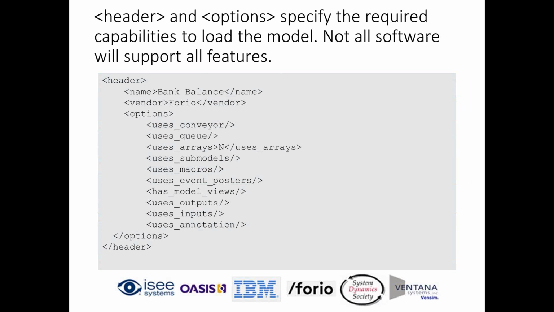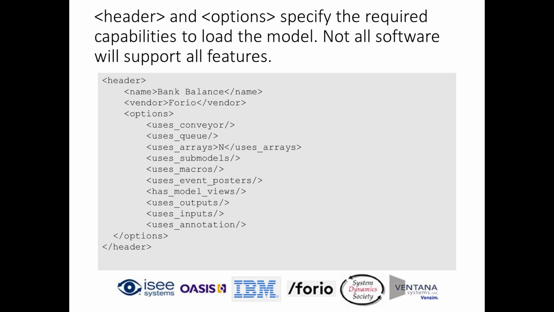But briefly, the header section, which you saw before, I just had the bank balance in my sample model. I think this is really interesting. What the header does, there's all kinds of metadata you can use to describe your model, the name, the vendor, et cetera, et cetera. But the options is a key piece of it, because if your model uses some of those optional features, such as arrays, and the n means how many dimensions does it support. That should really be a number, so 1, 2, 3.